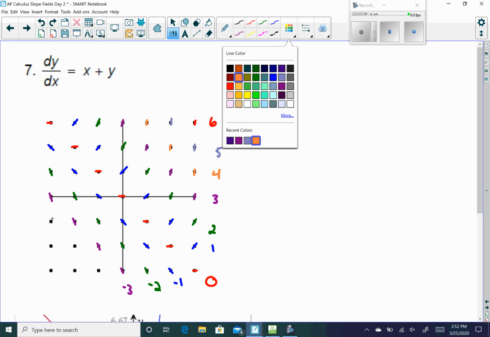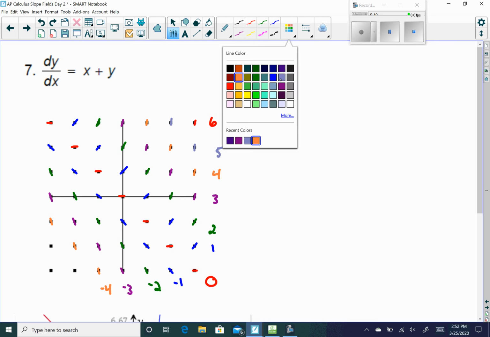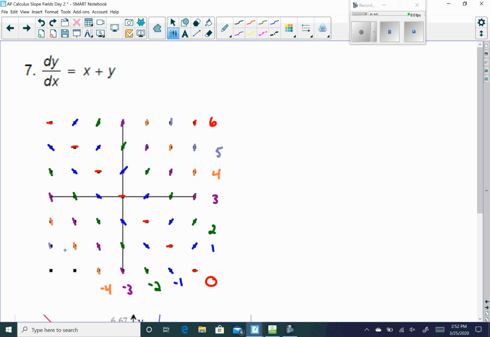All right, at (-3, -1) we get a slope of -4. Down here at (-2, -2) and (-1, -3), the slope is -4. Our next two along the diagonal should be at -5, making them a little bit steeper, so I'm just writing them in. And then at (-3, -3), we'll get a slope of -6.